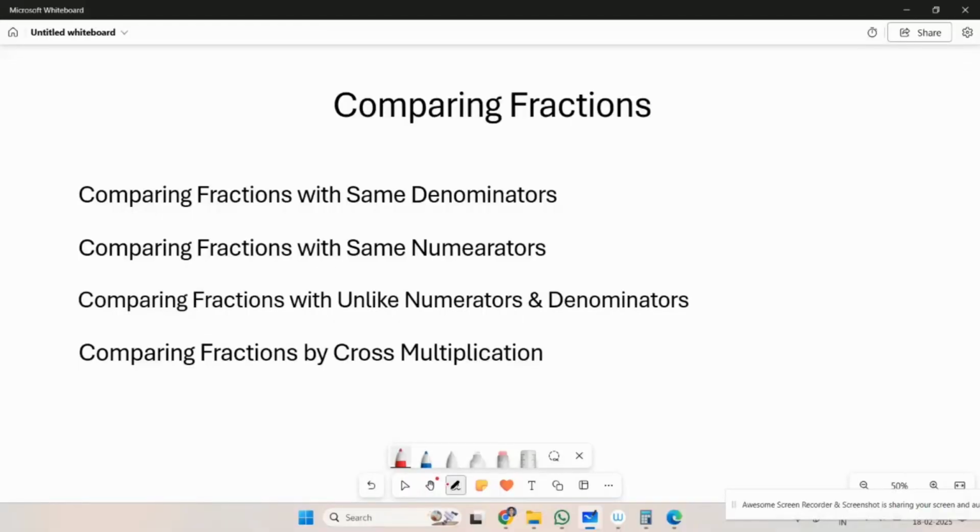So, comparing the fractions. While comparing the fractions, we always follow some steps. Do the fractions have same denominators? Do the fractions have same numerators? Or the fractions are having unlike numerators and unlike denominators? And how to compare the fractions by cross multiplication. So let's see how to compare the fractions with same denominators.